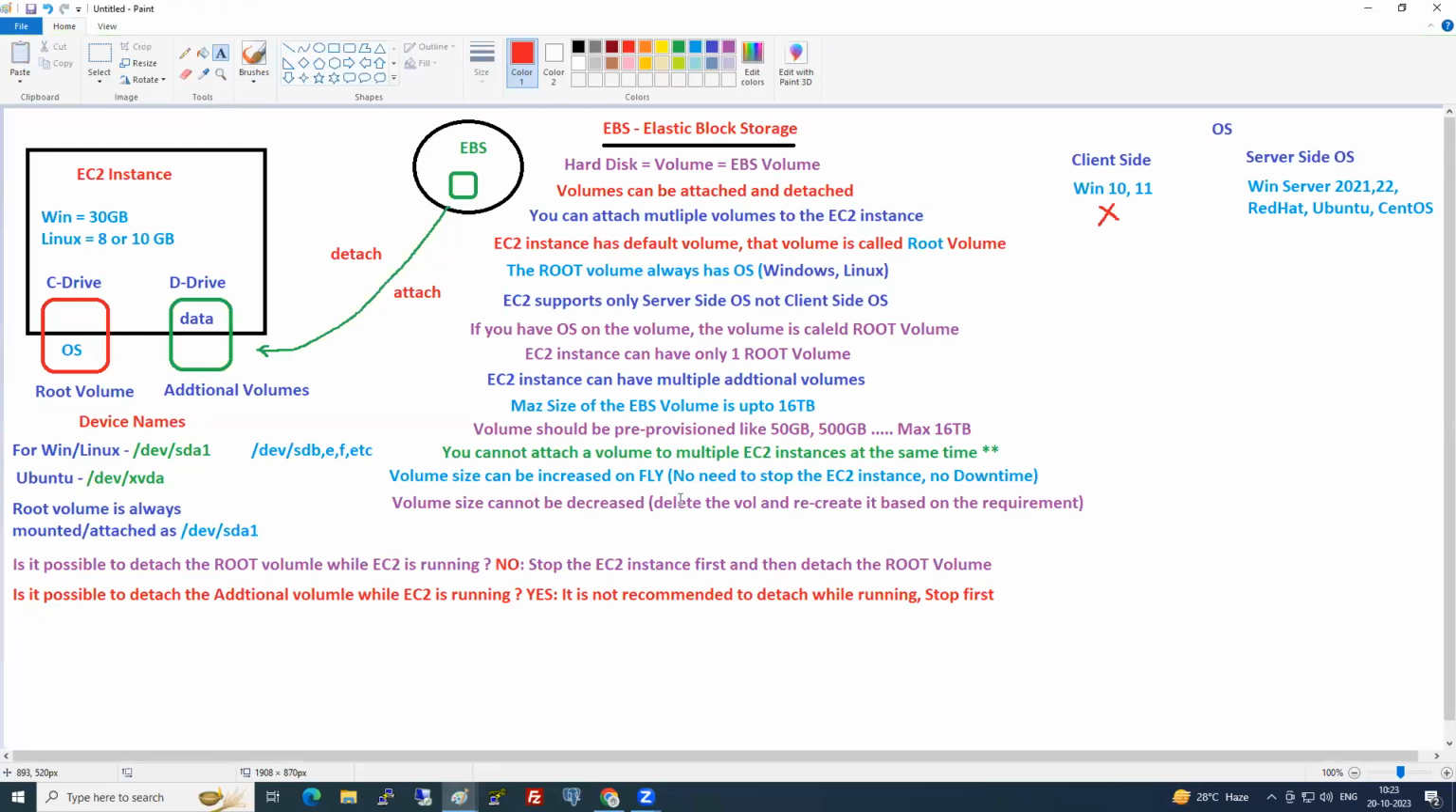Azam, the root volume is /dev/sda1 for all operating systems, Windows, Linux. But for some Linux flavors like Ubuntu, the root volume name would be /dev/xvda. That's it. It's very rare.